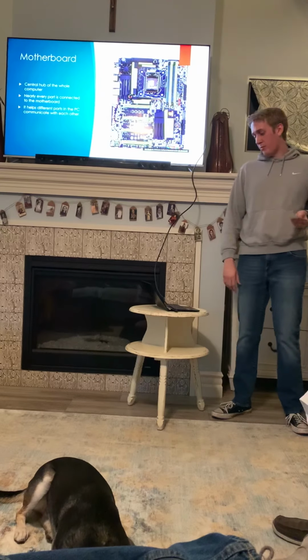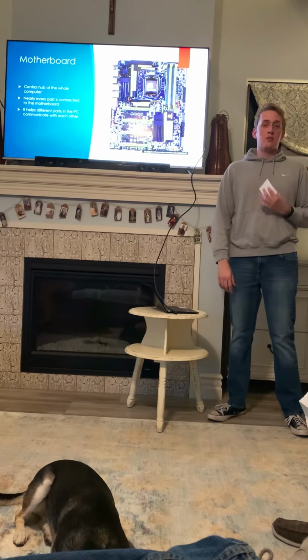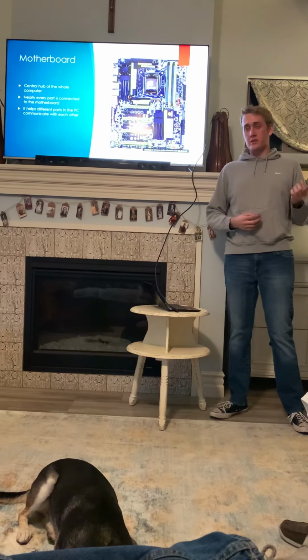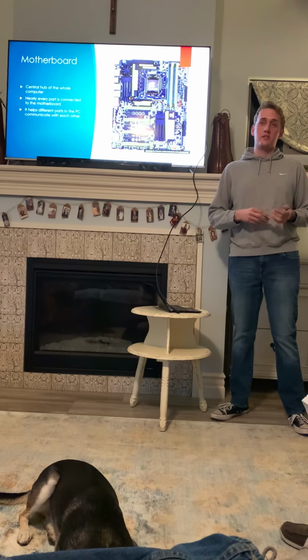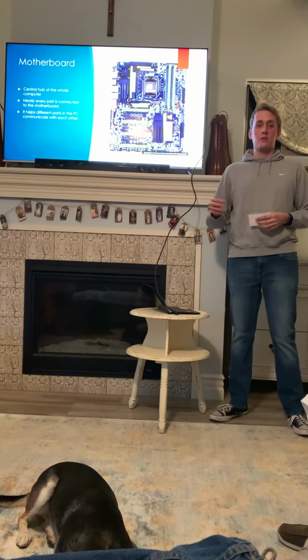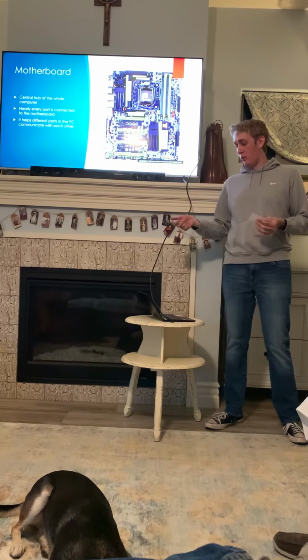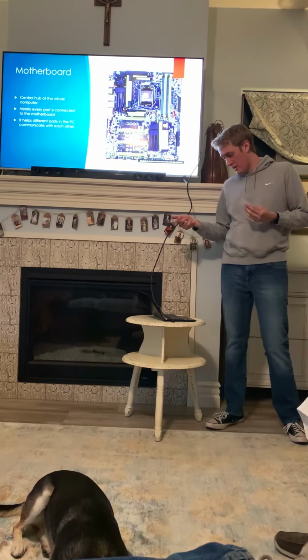The next part is the motherboard. The motherboard connects all your parts in your PC and is the central hub of your PC to where all the parts can communicate with each other and figure out what each one is doing.